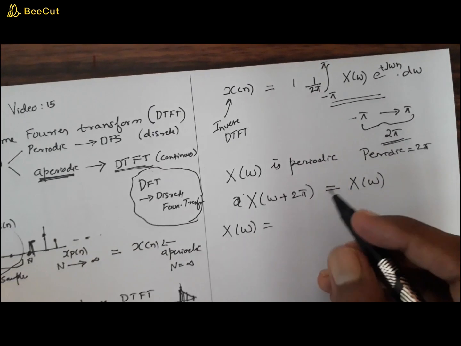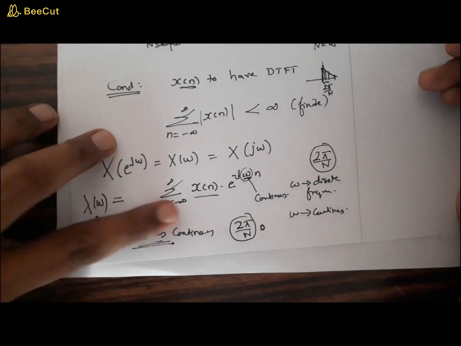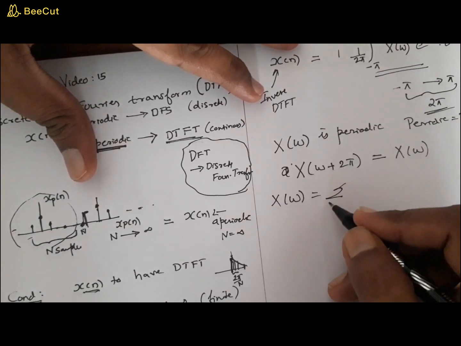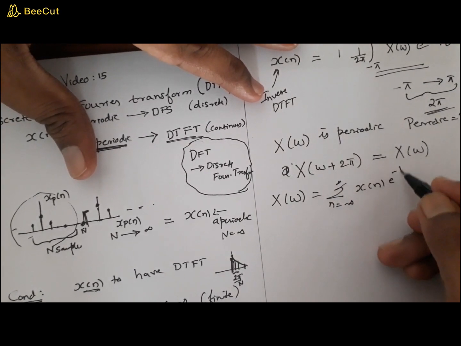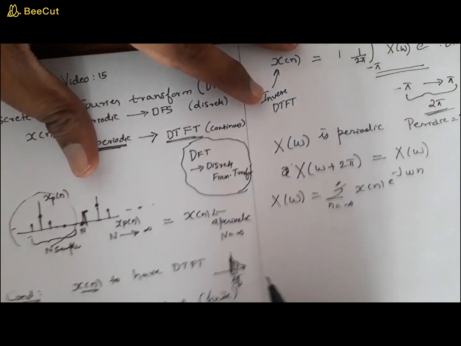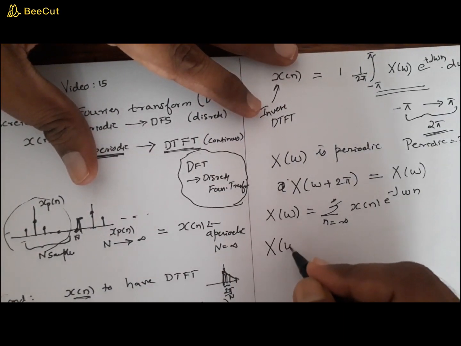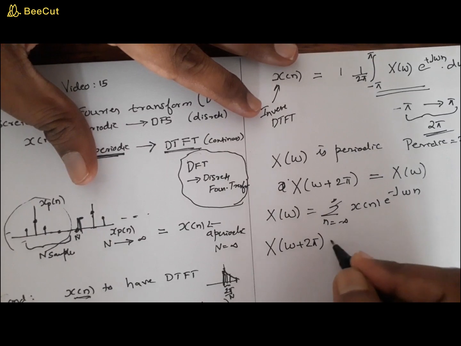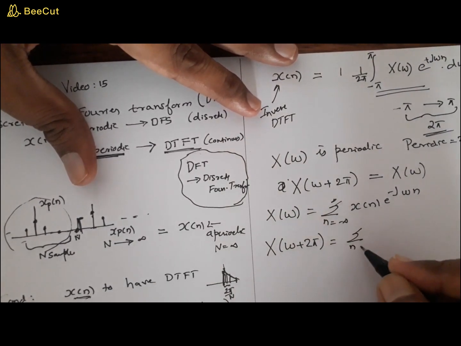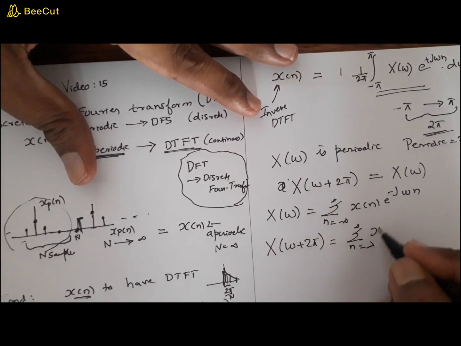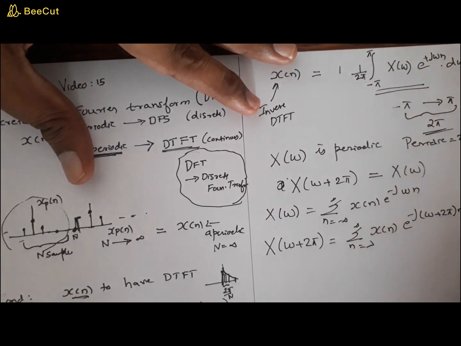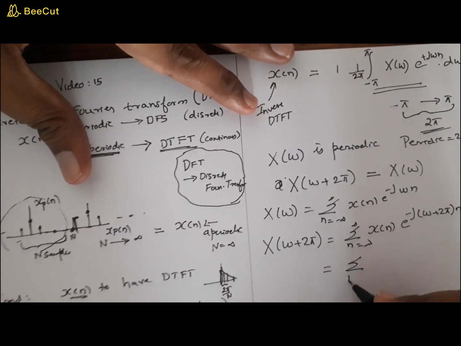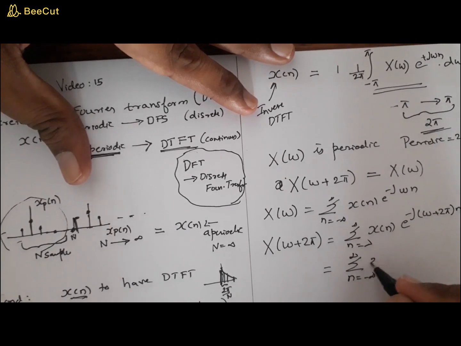X of omega is, we have already written here, sigma n equals minus infinity to plus infinity x of n e raised to minus j omega n, right? So what will be x of omega plus 2 pi? This will be sigma n equals minus infinity to plus infinity x of n e raised to minus j (omega plus 2 pi) into n.